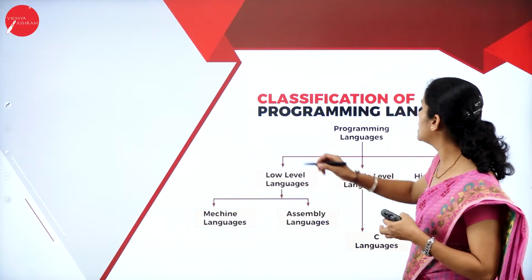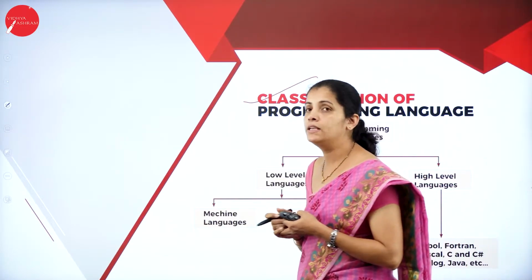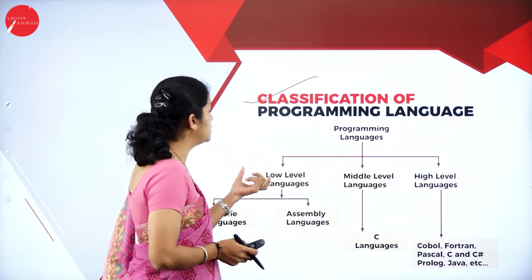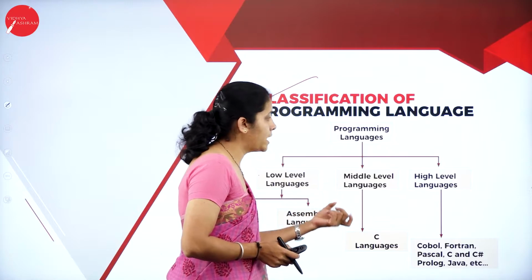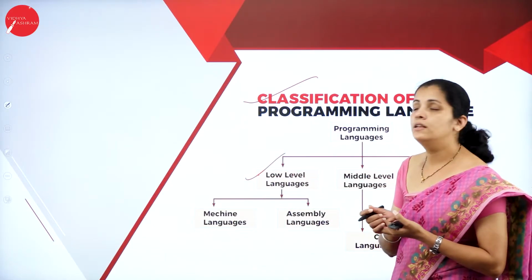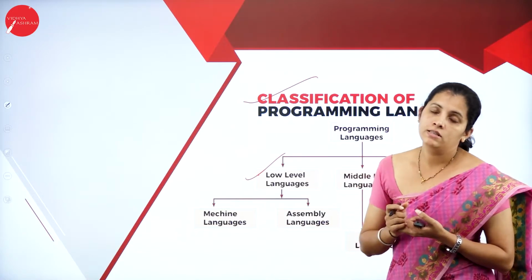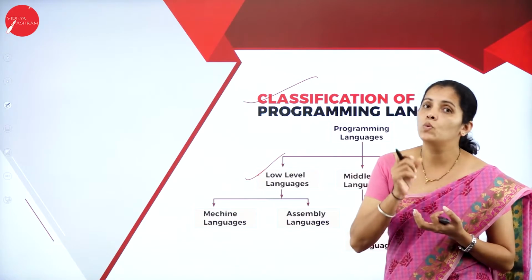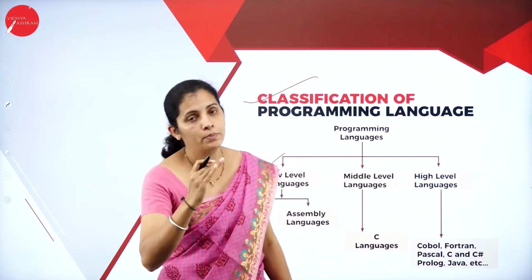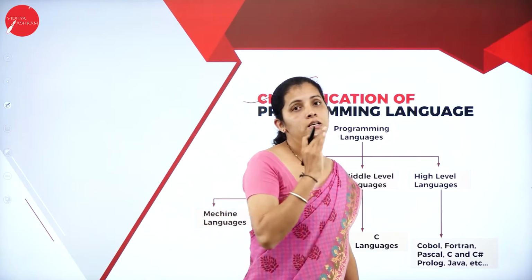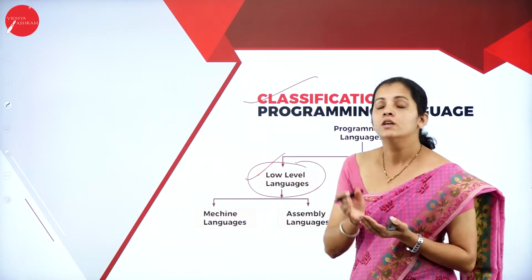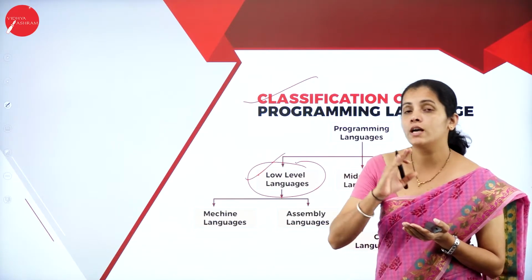Then we are going to have the classification of programming languages. That means here the programming languages are classified into three different levels, that is low level programming language, middle level programming language and high level programming language. So what is low level programming language? In a computer system, the computer is capable of understanding only zeros and ones. So whatever data or instruction we are going to feed to the computer system, that must be converted into zeros and ones. So that is itself called low level programming language. So the machine is able to understand only zeros and ones.